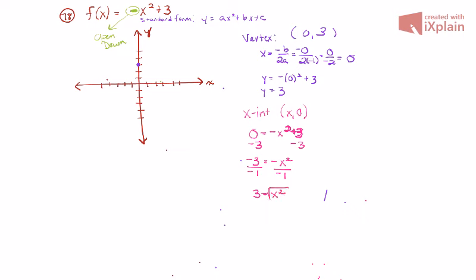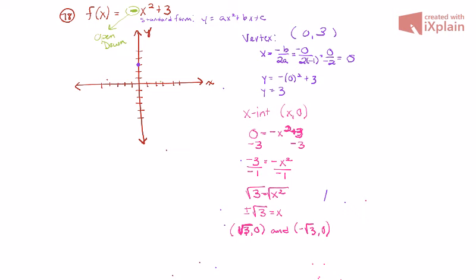Then we're going to take the square root of both sides. One thing that you do want to note is that you don't want to forget that plus or minus, or else you're going to limit how many solutions you actually have. So I do have 2 x-intercepts here. I have one at root 3, 0, and negative root 3, 0.